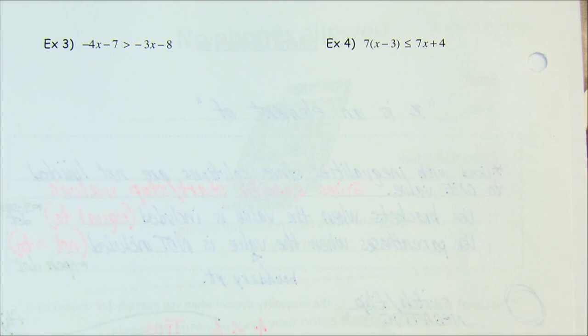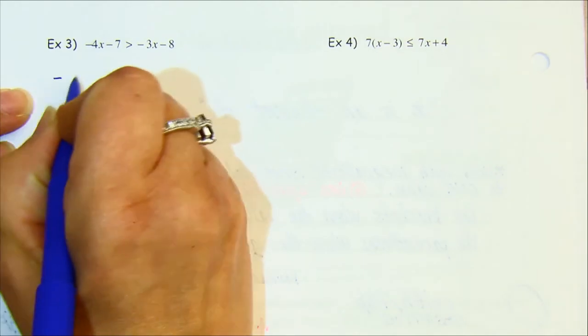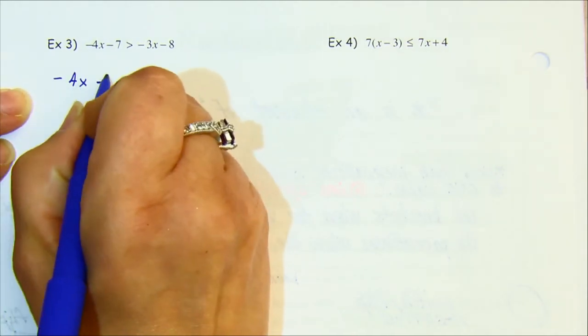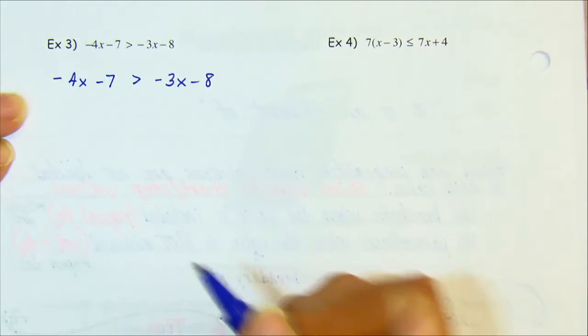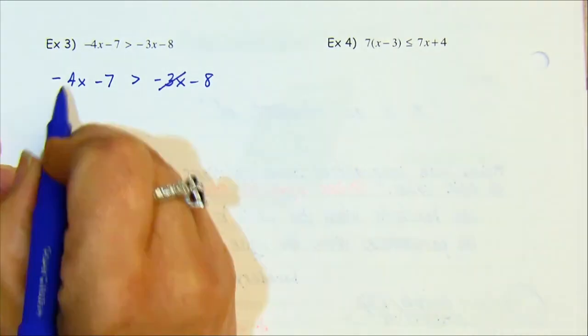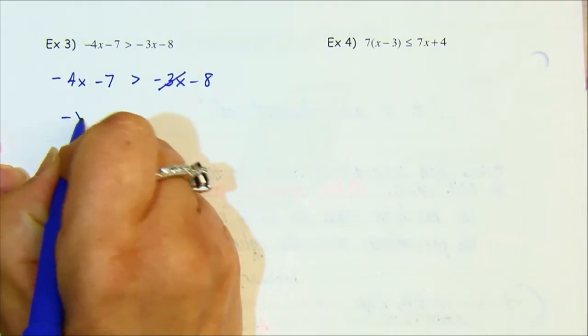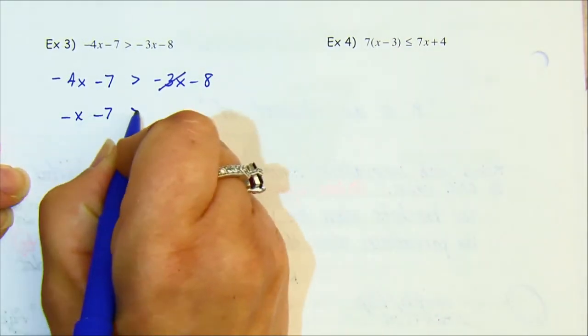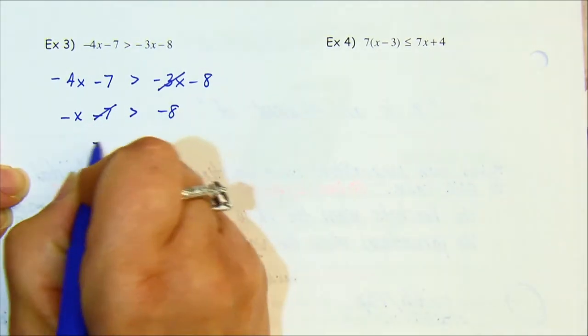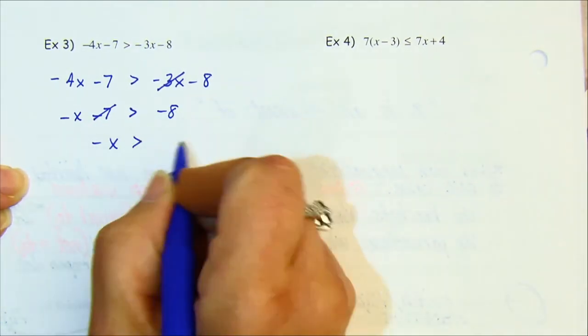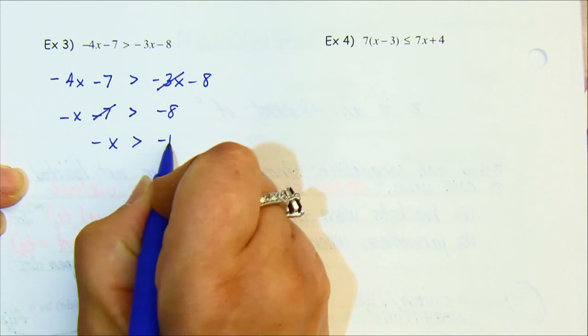Okay, example 3. I've got variables on both sides and constants on both sides. No big deal. I just treat this like an equation. I'm going to copy down the original problem. Negative 4x subtract 7 greater than negative 3x subtract 8. I'm going to take negative 3x over here by addition. That leaves me with negative x subtract 7 greater than negative 8. I'm going to add 7 over here. I get negative x is greater than negative 1.